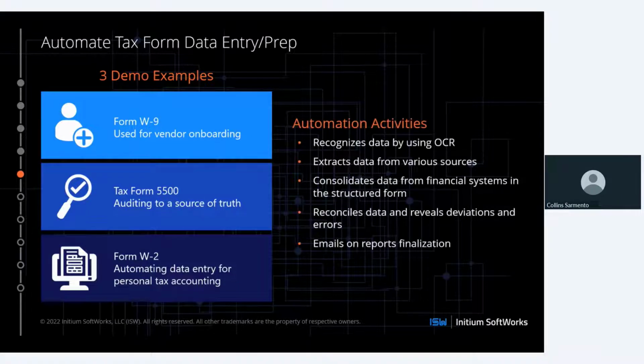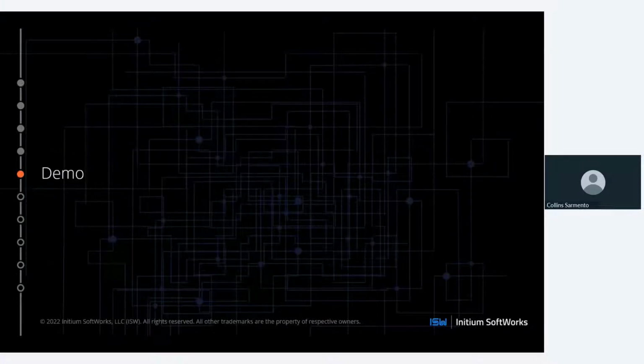So just some of the technology and activities that are being used. Not all of these are being used for each use case, but they all are being used. So the first one is recognizing data. It's using a technology called intelligent data capture to recognize and extract data in key fields from those tax documents. And then it can consolidate the data using RPA from financial systems into a structured format. And then also using robotic process automation, it can reconcile the data and reveal deviations and errors. Once this is done, we can email a report with the information, attach the documents that were provided to all the stakeholders. So we're going to take a look at our demo now, our live demo.